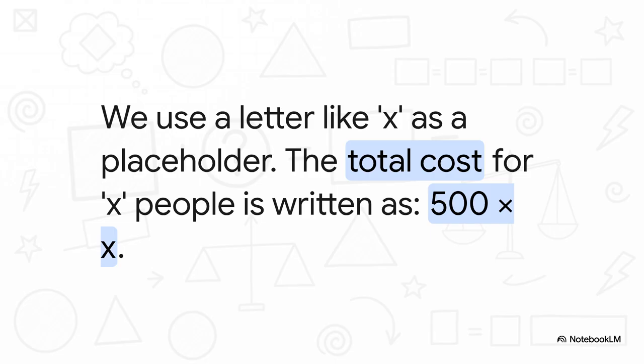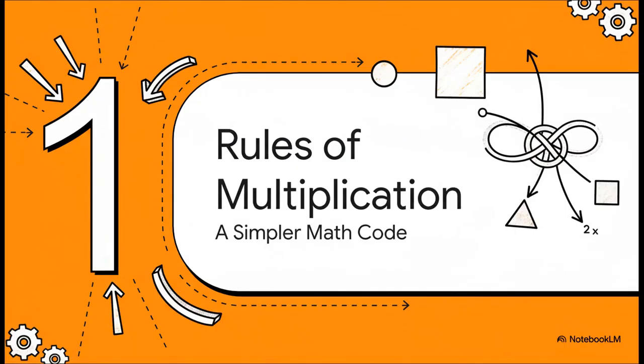In math, we love to use the letter X. So for our museum trip, we can write the total cost as 500 times X. The X is just holding the spot for the number of people. As soon as we know how many friends are coming, we can replace the X with that number. Okay, so now we know why we use letters. It's for when we have a mystery number. The next step is learning how we write these problems down.